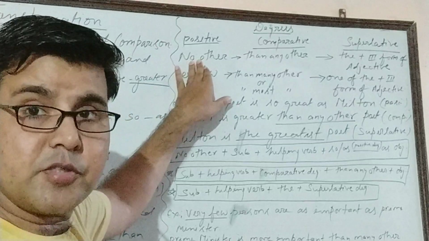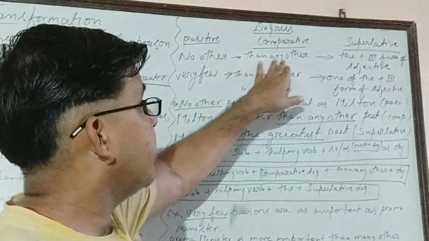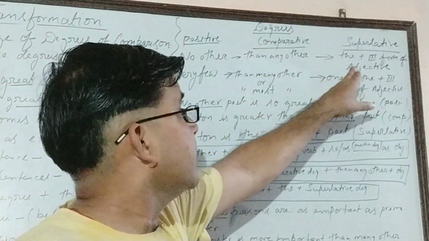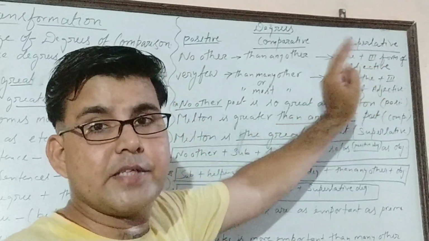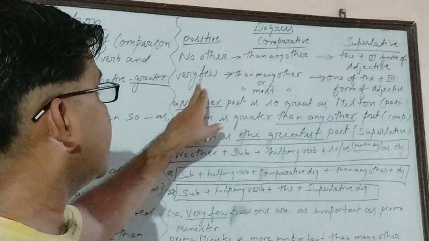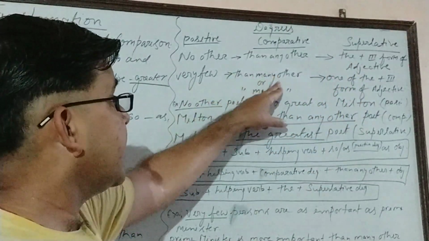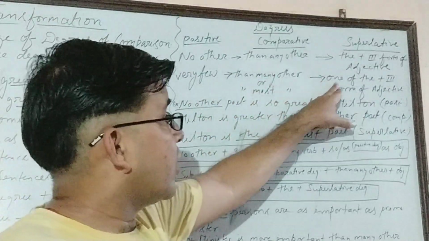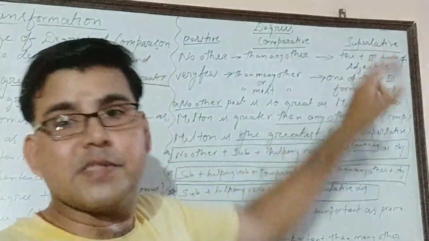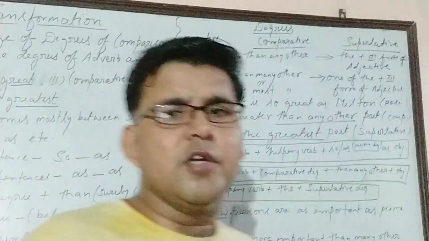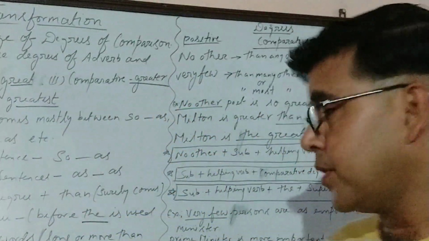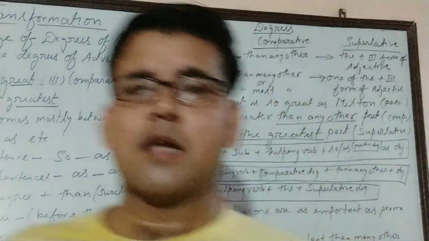No other in positive, then any other in comparative, and in superlative, the plus third form of adjective. In the second line you have to learn: very few, than many or most other, one of the plus third form of adjective in superlative. This two-line table you have to learn at home. Okay, you will never make a mistake.